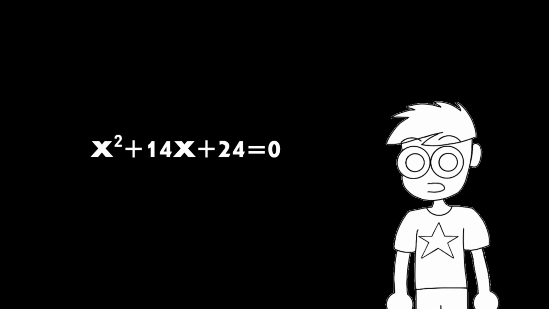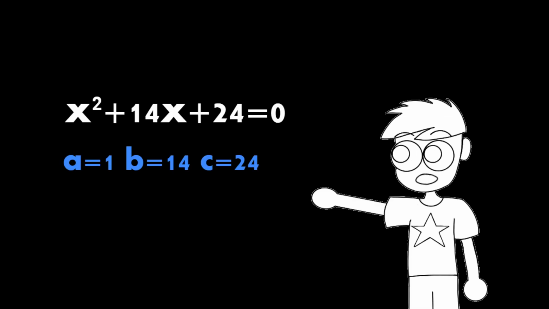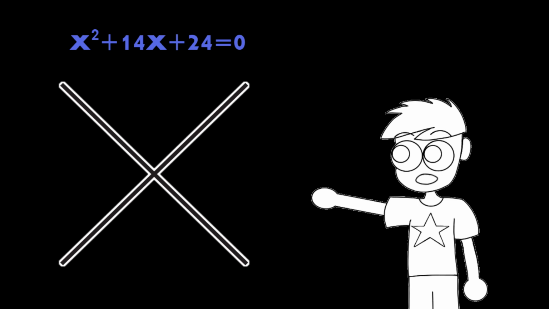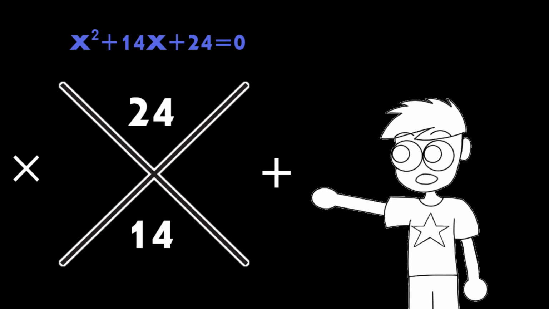Now we look at our problem and we have 1 as our A and 24 as our C. Now what we want to do is multiply A and C, and it's positive 24. Now on top of the x, we are going to put 24, and in the bottom we put positive 14. So now we want to figure out what two numbers you can multiply and add to get 24 and 14, which is 12 and 2.